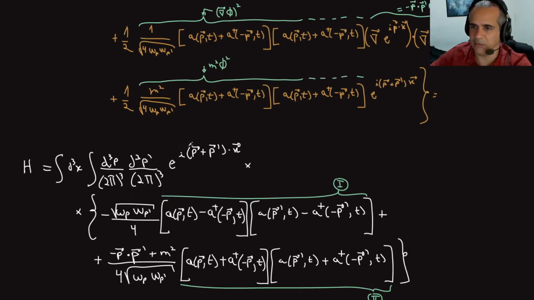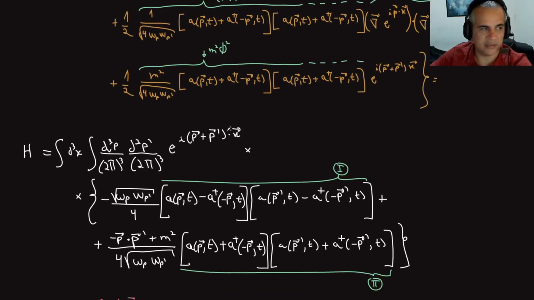So I brought the exponential outside, as I said. Now the exponential is common to everything, and I have these two types of multiplications between A's and A daggers, of p's and p primes. So I gain a factor 2 here, and that's why you don't see this half. It's gone. You basically just grouped everything together.